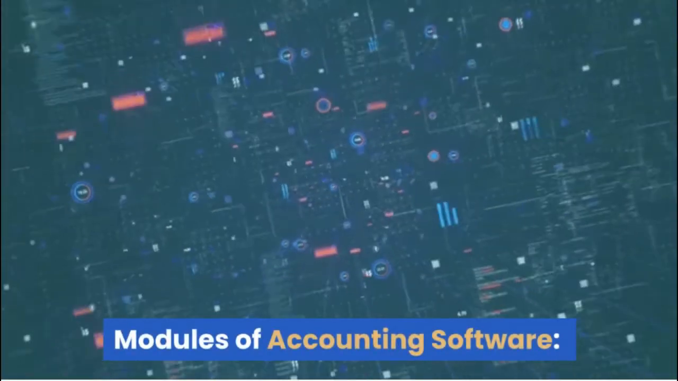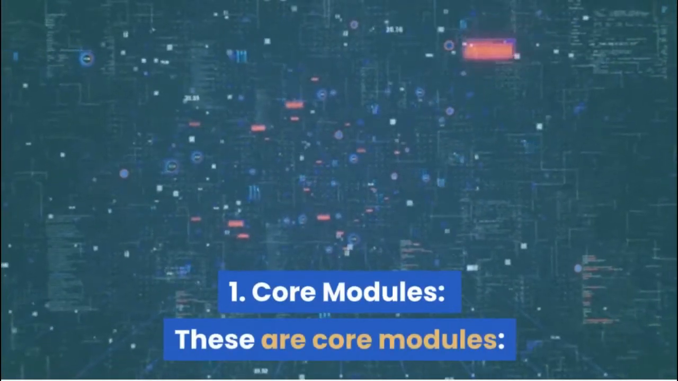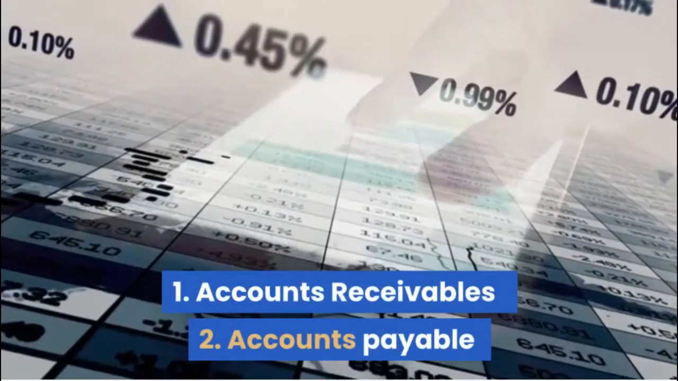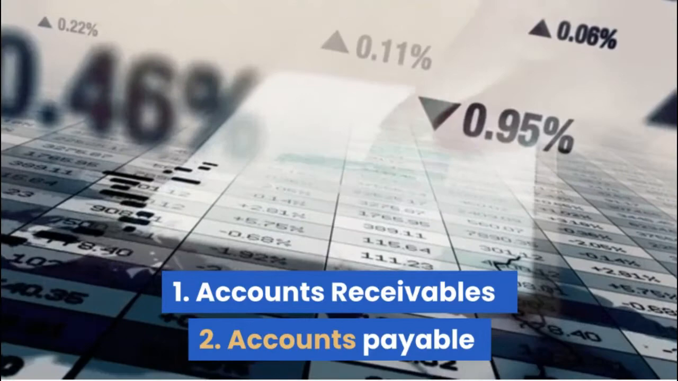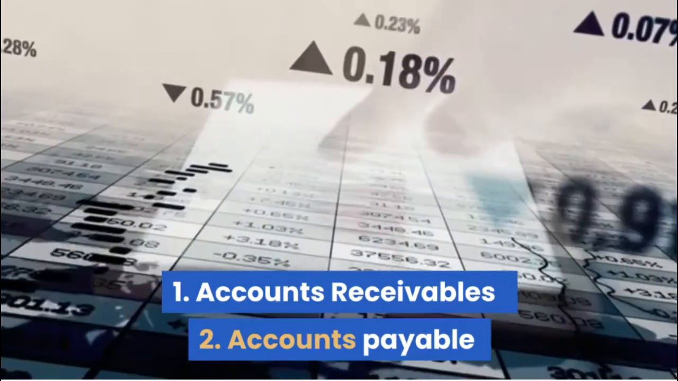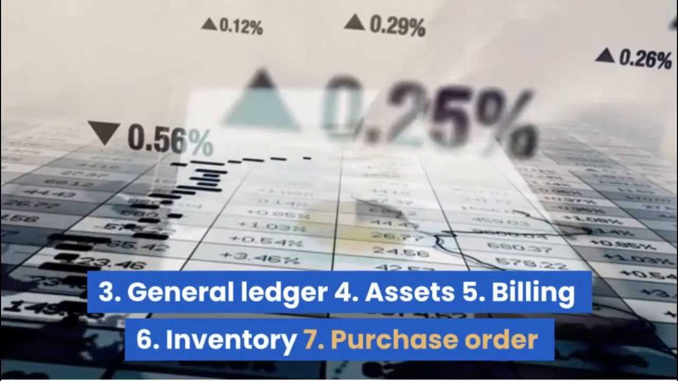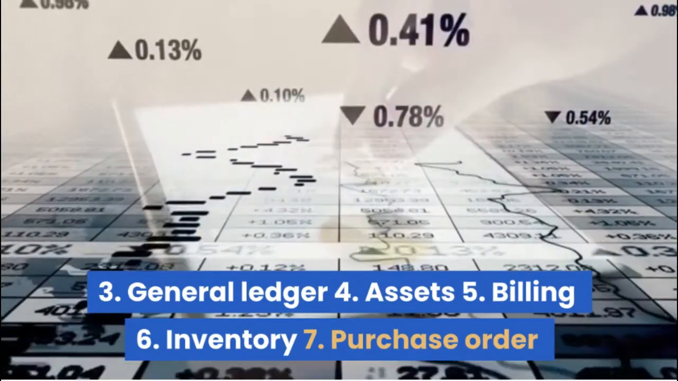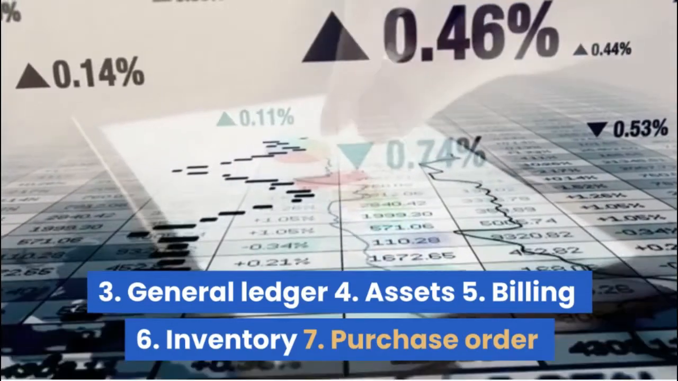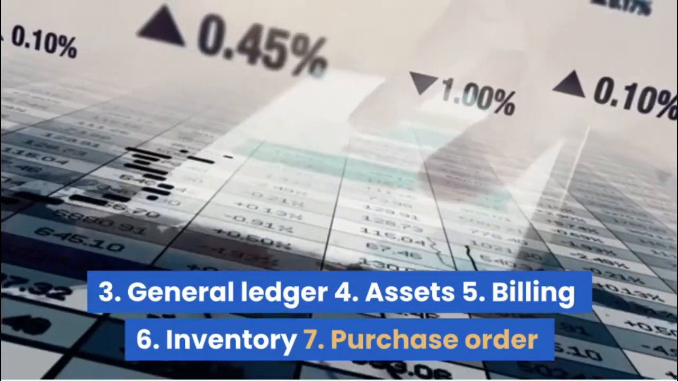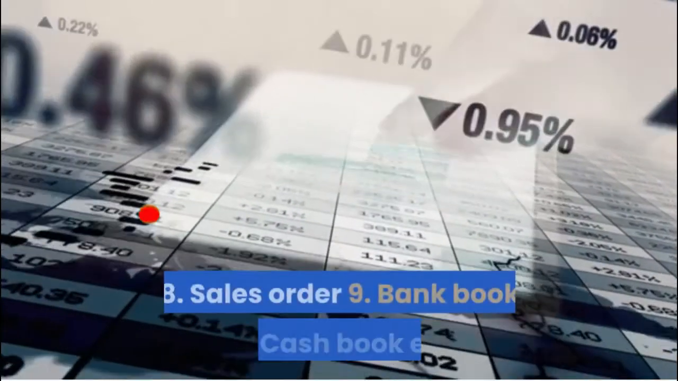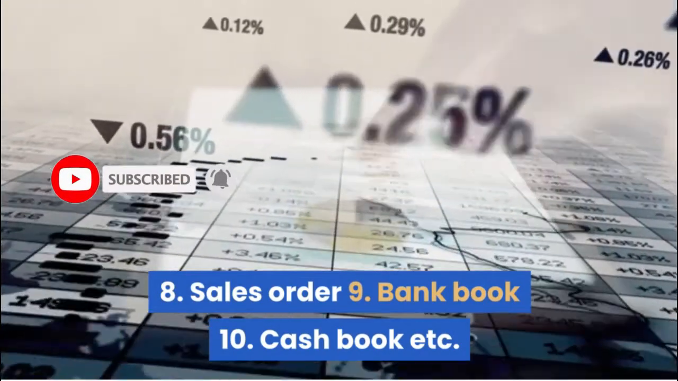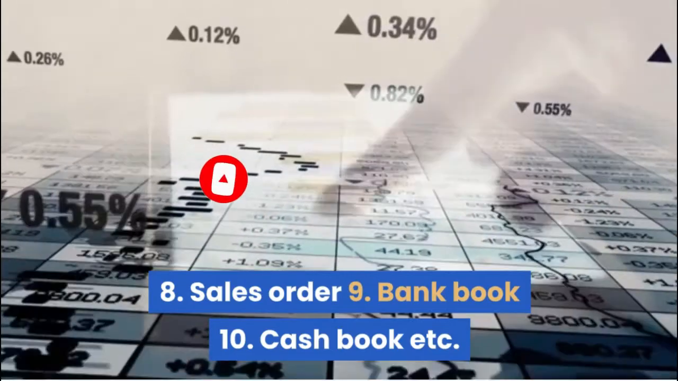Modules of accounting software. 1. Core modules. These are core modules. 1. Accounts receivables. 2. Accounts payable. 3. General ledger. 4. Assets. 5. Billing. 6. Inventory. 7. Purchase order. 8. Sales order. 9. Bank book. 10. Cash book, etc.